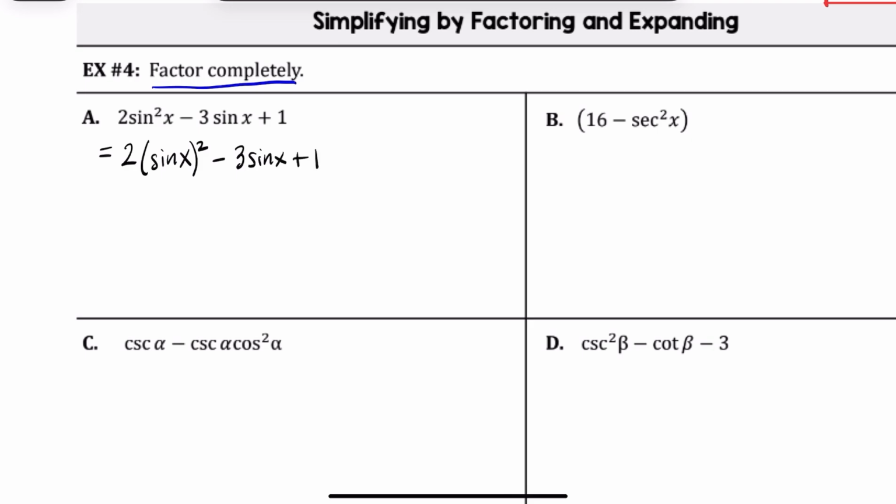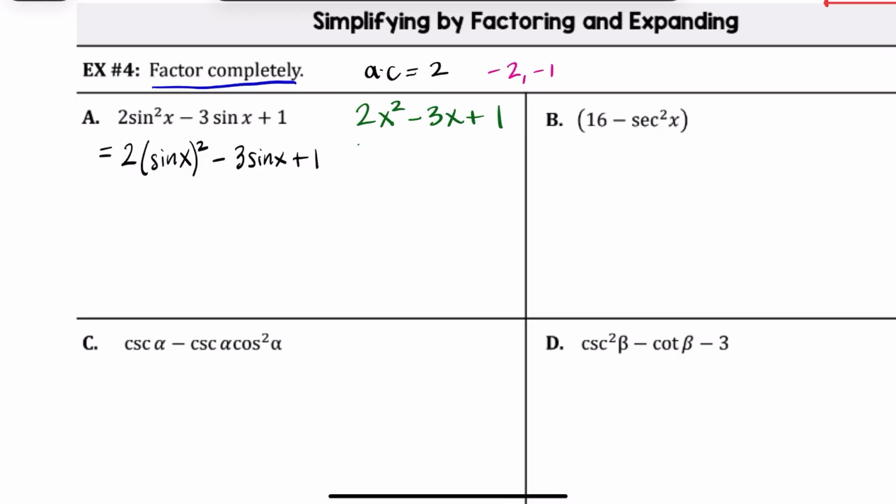Looking at this expression, this reminds me a lot of just a regular quadratic expression. So if I had 2x squared minus 3x plus 1, and if I were to factor that, I know that I just need to find two numbers that multiply to a times c, which is 2, and add to negative 3. So those two numbers are negative 2 and negative 1. I'm going to use that to break up my middle term.